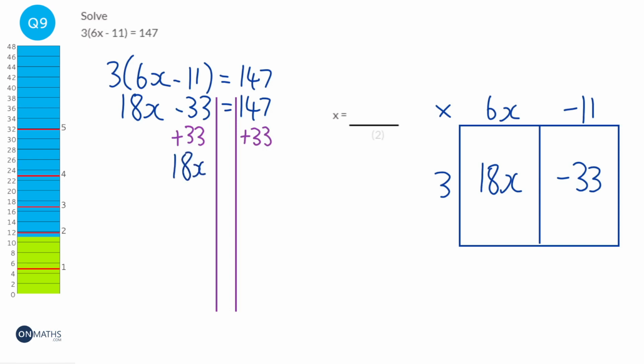We're left with the 18x on the left hand side because we've got rid of the minus 33. On the right hand side, we've got 180. Next, we want to get rid of this times 18. So we're going to do that by dividing both sides by 18. On the left hand side, we're left with our x. On the right hand side, we're doing 180 divided by 18, which is 10. So our answer is x equals 10.